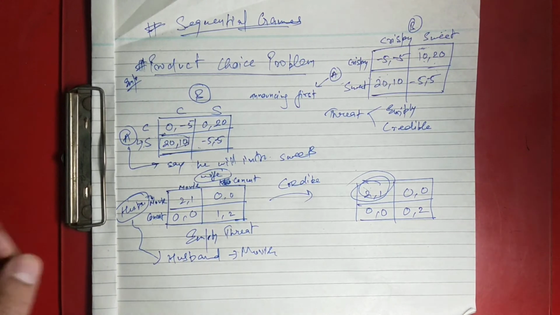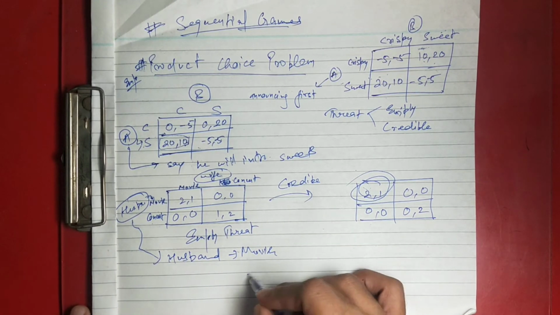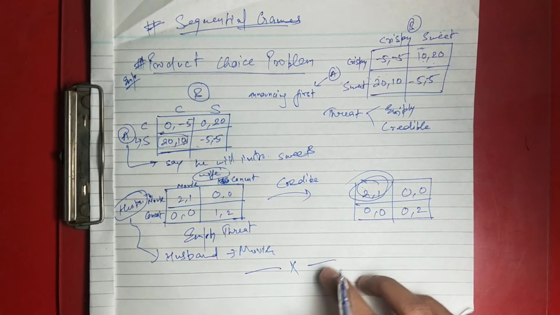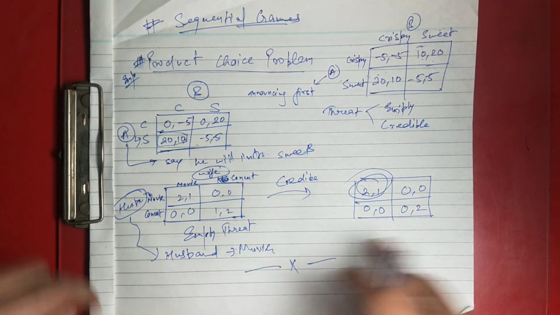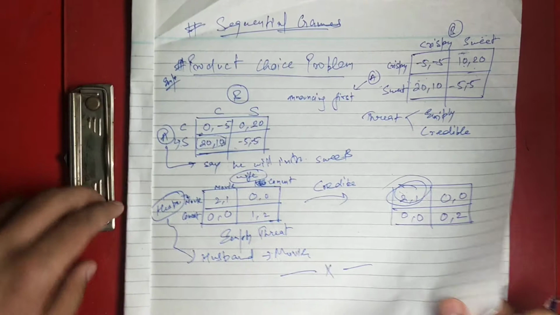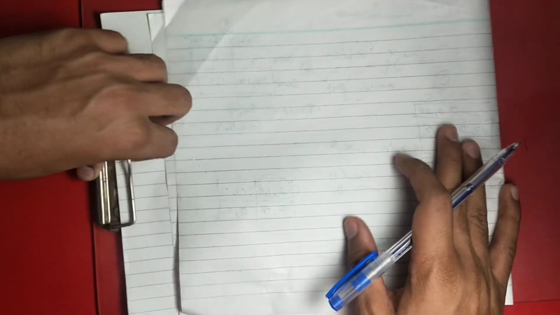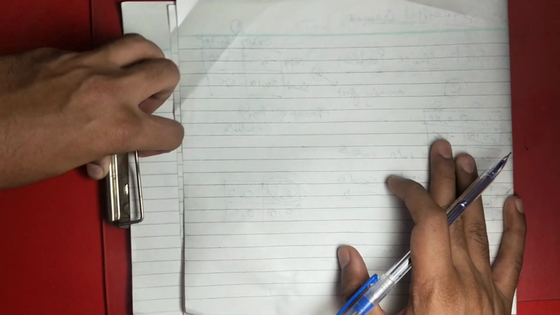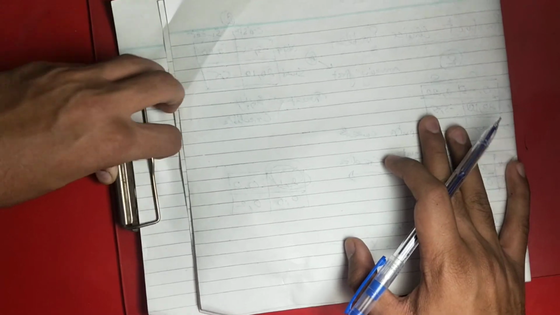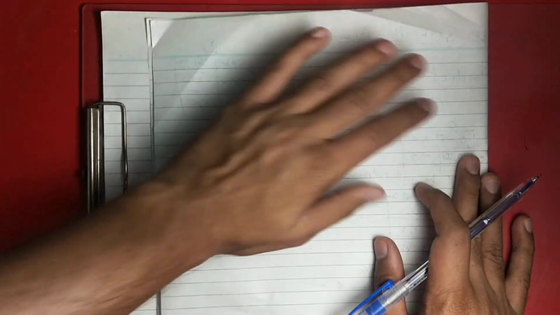So guys, the product choice problem ends here, and this is an important topic. You should pay attention to this topic, and every topic is important. We cannot say that this is going to come in the exam and this will not come in. So you should study every topic with the same enthusiasm and the same dedication. Okay, so now we will move on to our next topic.